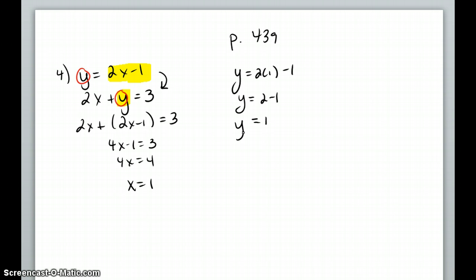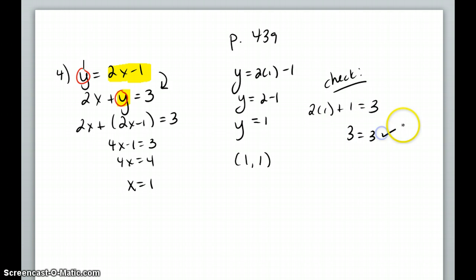Okay. Now, hopefully, when I ask the question, why are you not done? You will all answer in unison because you need to write it as an ordered pair. So 1, 1. Okay. And then, of course, remember that you guys should be checking your work. The way that I like to check is use the equation that I didn't just use to find the missing variable. But if you're not sure, then just check both. Okay. So 1, 1 is the answer.